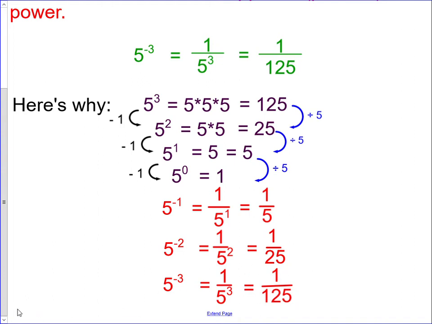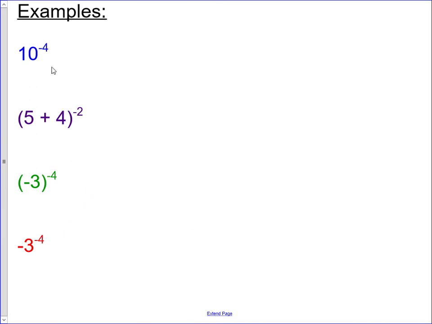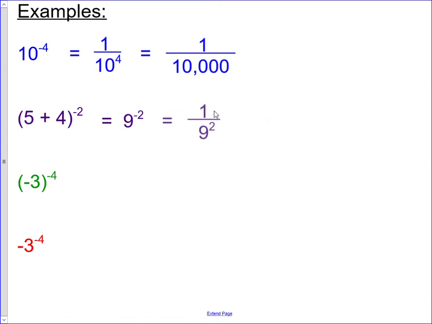Let's look at a few examples before we move on. Our first example is 10 to the negative 4 power. Well, our rule says that would be equal to 1 over 10 to the fourth power, and we can simplify that to 1 over 10,000. Our next one would be 5 plus 4, that sum raised to the negative 2 power. Well, let's take care of the sum first. So that would be 9 raised to the negative 2 power, which would be the same as 1 over 9 to the second power, which is equal to 1 over 81.